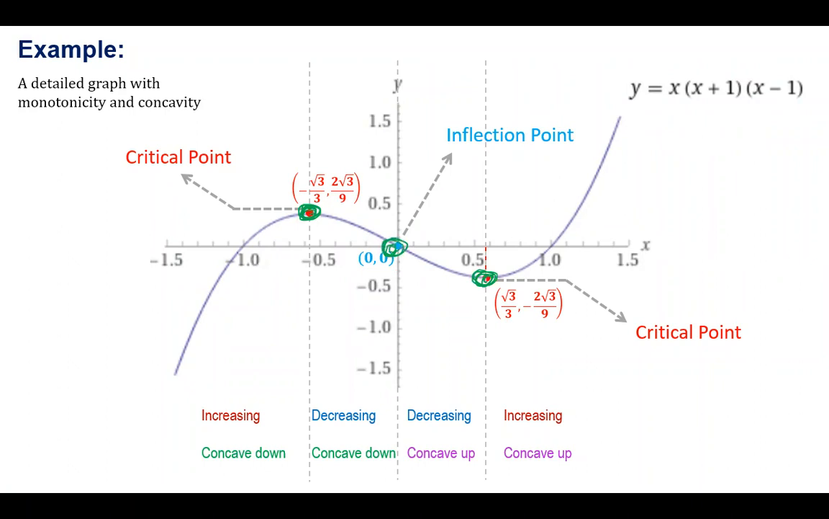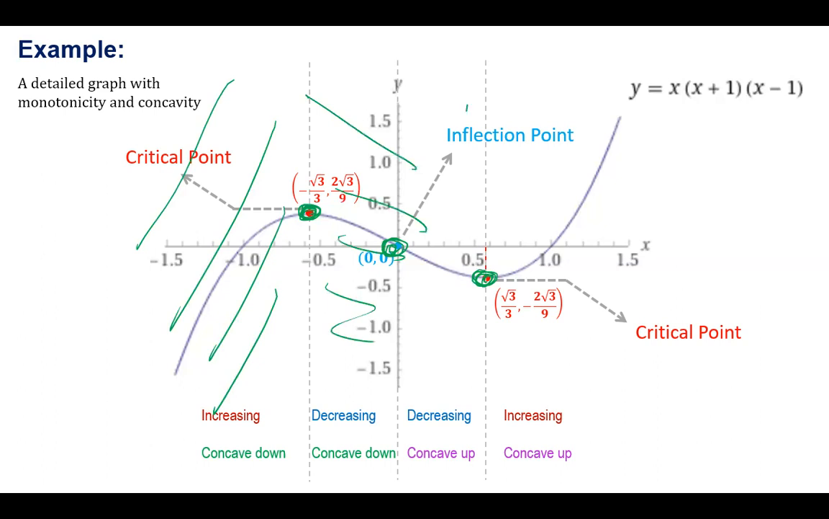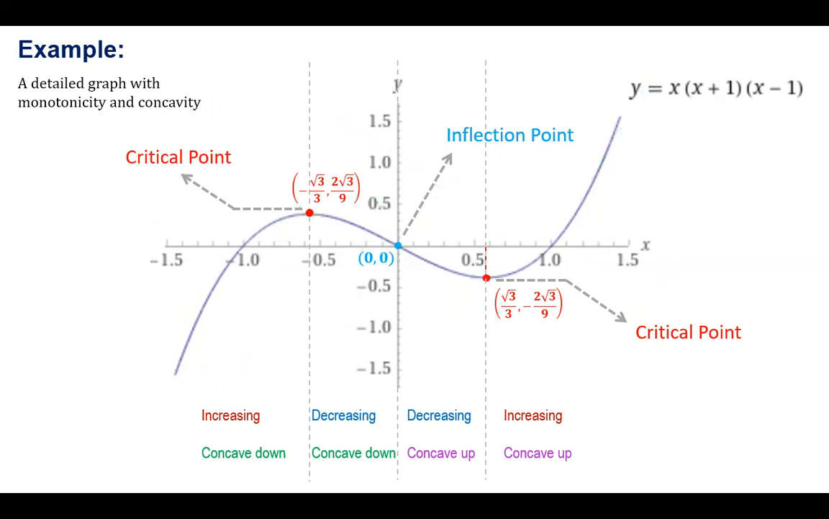Then, as you can see here, 1, 2, 3, these 3 points actually divide the whole function into 4 regions. First region is here, second region is here, third region is here, last region is here, right? We need to label each of the regions with the correct monotonicity and concavity.